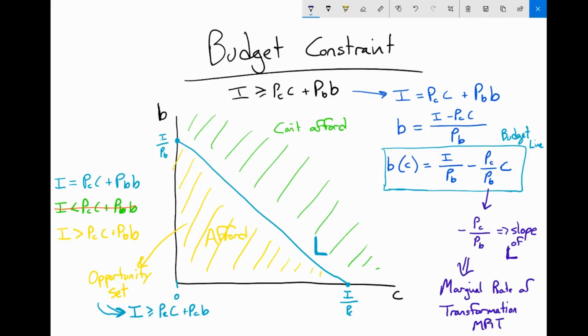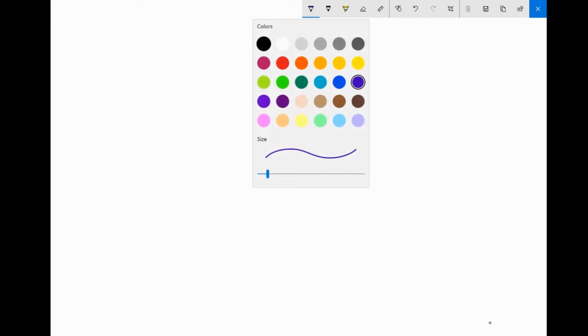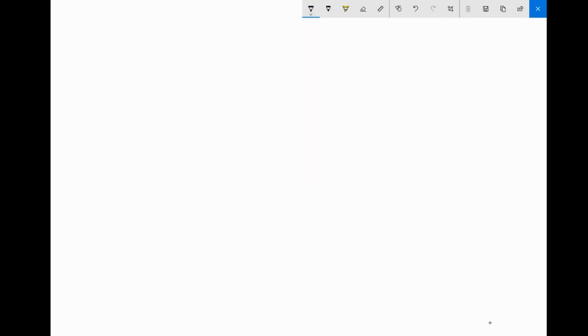Okay, so that gives us a little bit of background about the budget constraint. All right, so now with that background, let's combine them and let's graphically discuss what utility maximization will look like. I'm going to delete this. Okay, so now let's get an idea of what utility maximization looks like graphically.